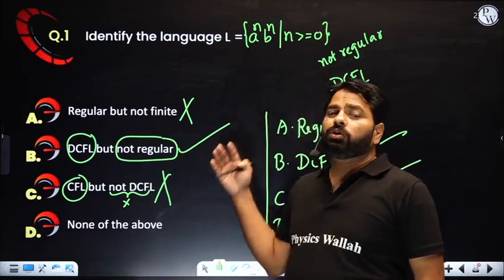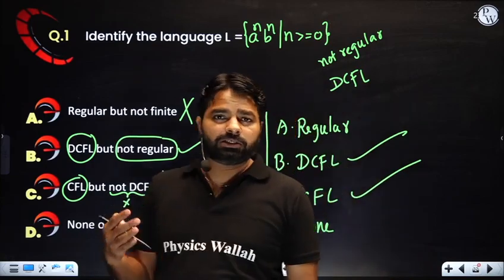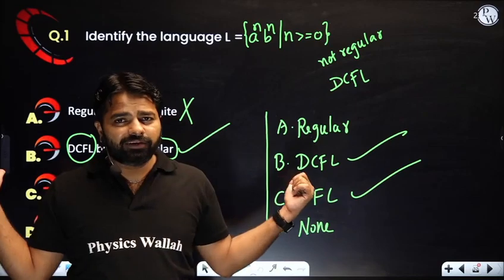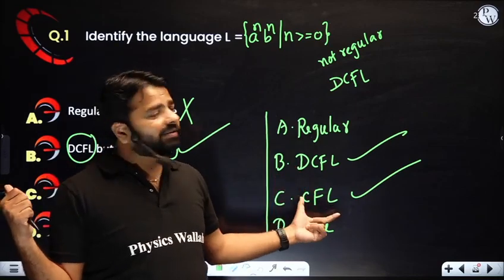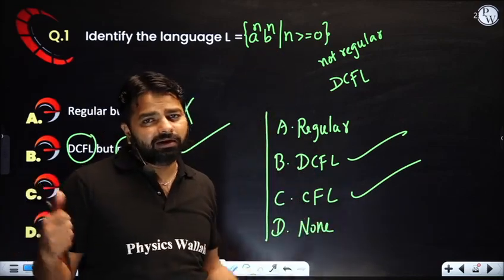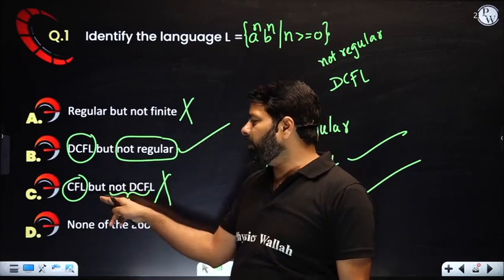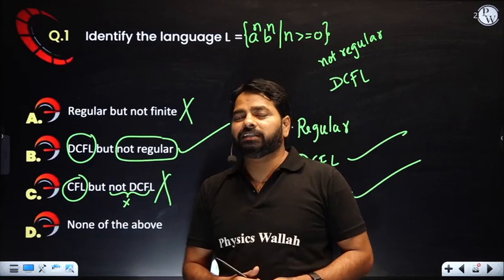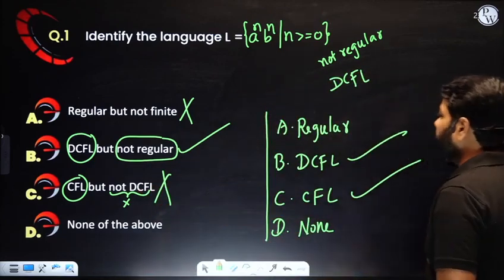And when they want to have multiple options correct, then they can give it this way. But anyhow, you see the difference, right? Every DCFL is CFL. When it is already DCFL, you have to choose CFL. But here the condition is CFL, it is not DCFL, which contradicts our statement to say both DCFL and CFL. That's why we don't choose this option C.